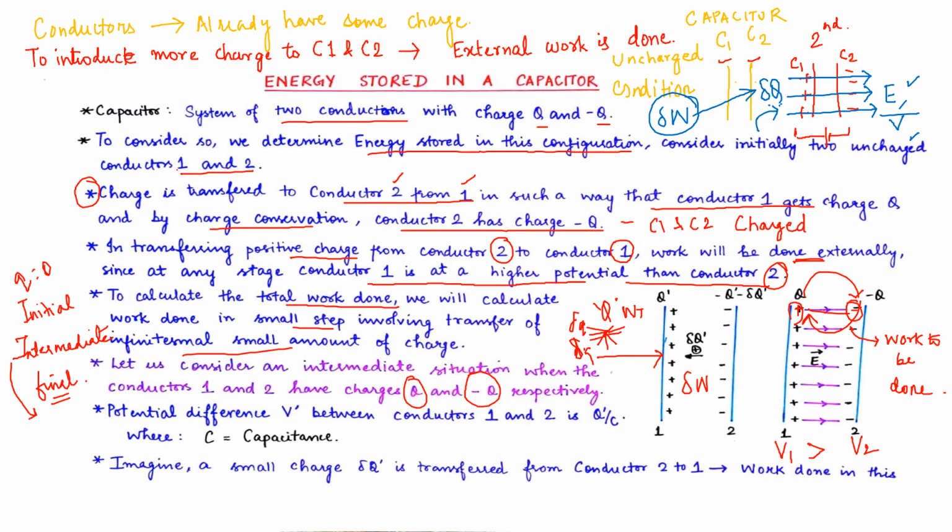The potential difference V dash between conductor 1 and 2 is given by Q dash upon C, where C is capacitance. We have seen capacitance is defined as Q upon V, and V is defined as Q upon C. So V dash is defined as Q dash upon C. Imagine a small charge del Q dash is transferred from conductor 2 to 1, and work is done to do so, because we are going from lower potential to higher potential. What is the amount of charge we are taking? That is del Q dash, a very small charge.